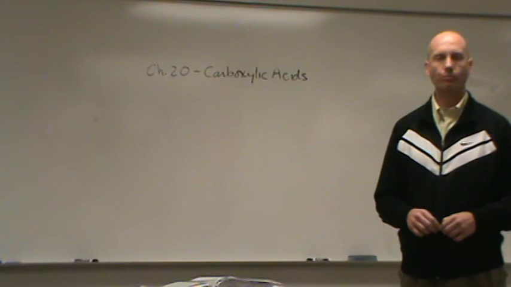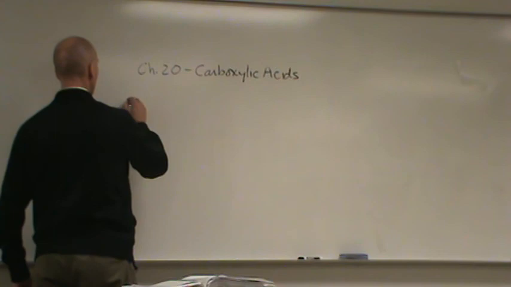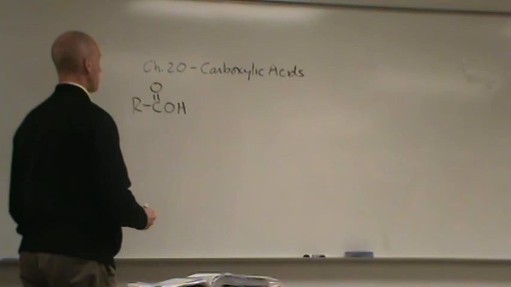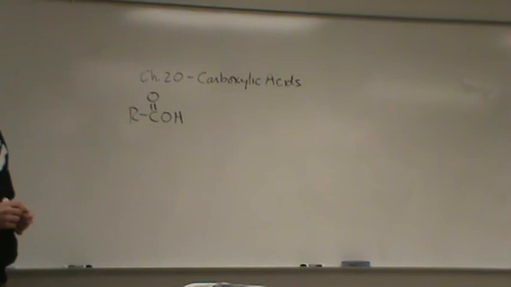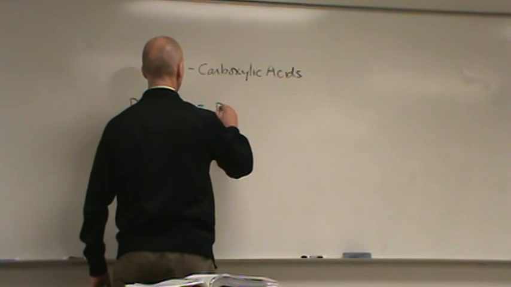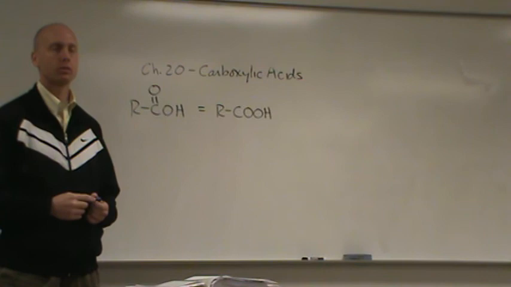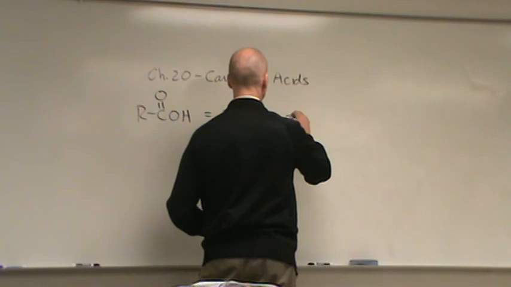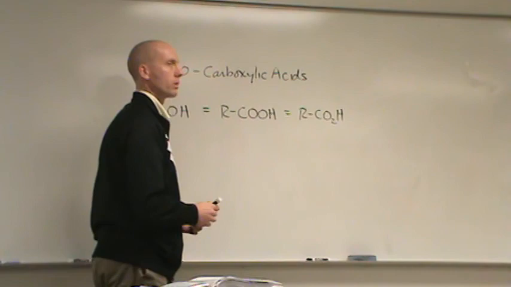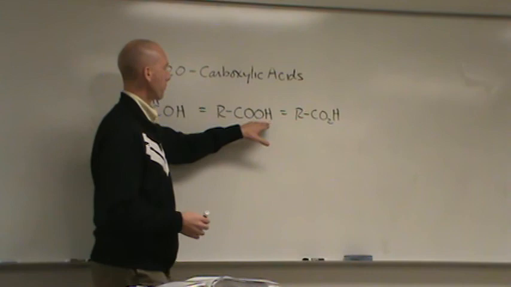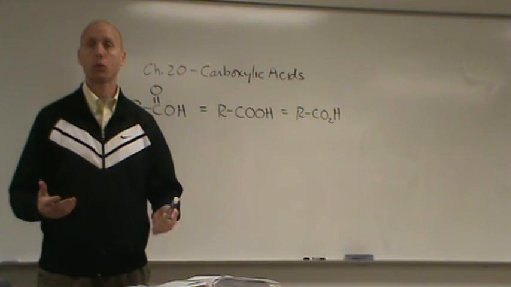Okay. So remember that the carboxylic acid functional group looks like that. C double bond O, OH. And we can condense the acid group down to something like that. And you can condense it down even more to a group like that. So all three of these mean the same thing, and you'll see them written in any of those three ways, so just be familiar with those.